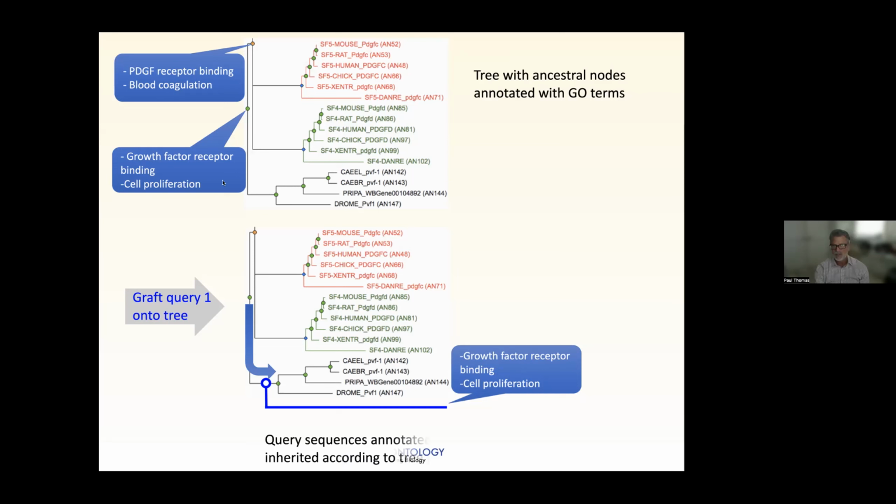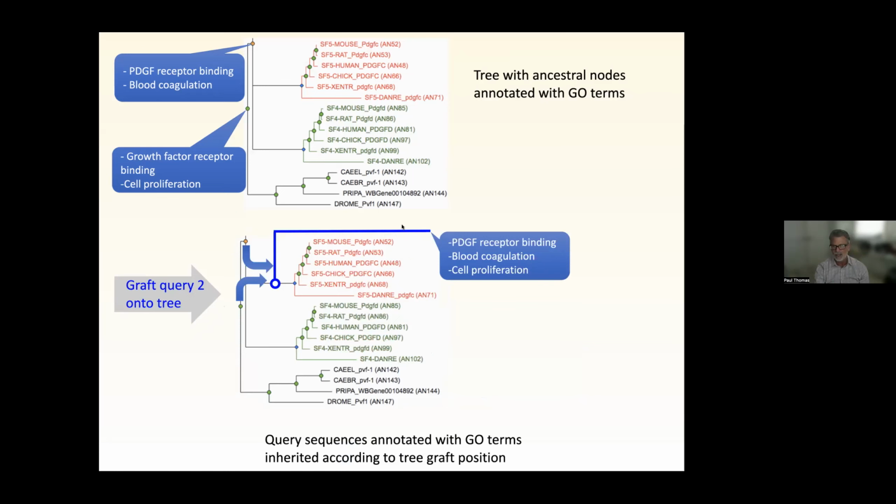But if I graft to a different place in the tree, up here instead, I'm going to inherit annotations obviously from this distant ancestor, but also a more recent ancestor, and I'm going to get a different set of annotations based on this graft point. So basically the idea is I graft new sequences computationally onto the tree, and figure out from my evolutionary model what functions they would inherit based on their position in the tree.